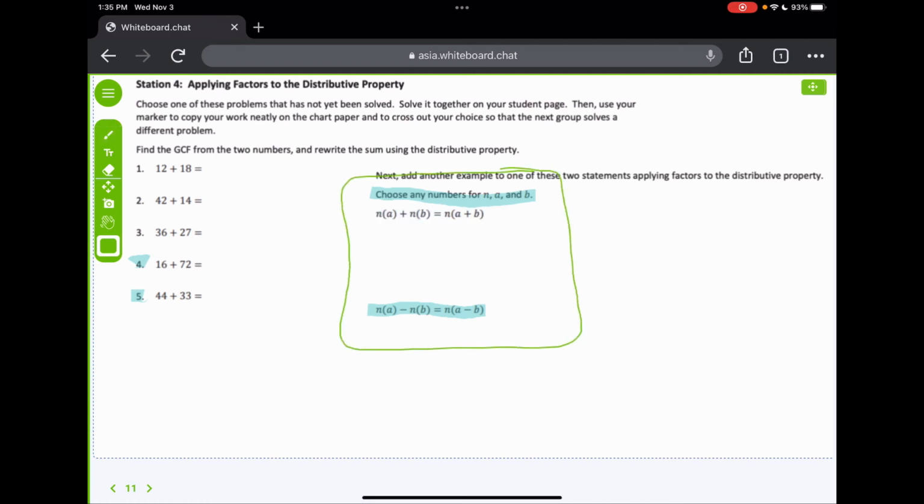Okay, so let's do 1, 2, 3. It says find the GCF of the two numbers and rewrite the sum using distributive property. Okay, so let's do 12 and 18. Let's do prime factorization since we haven't done a lot of those. We can say 3 and 4.